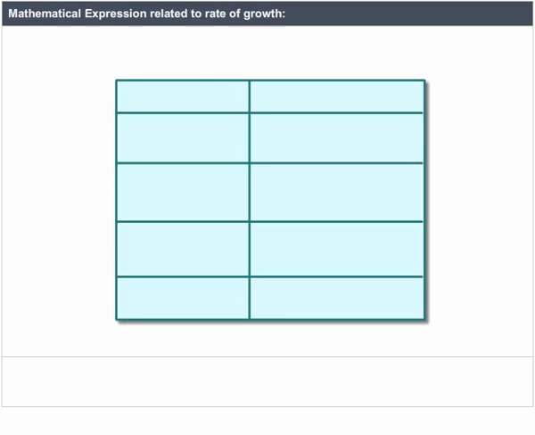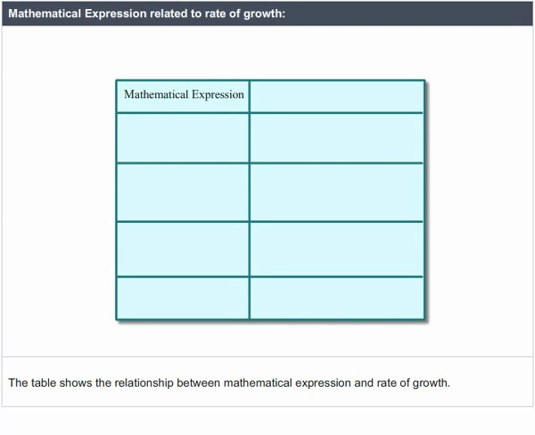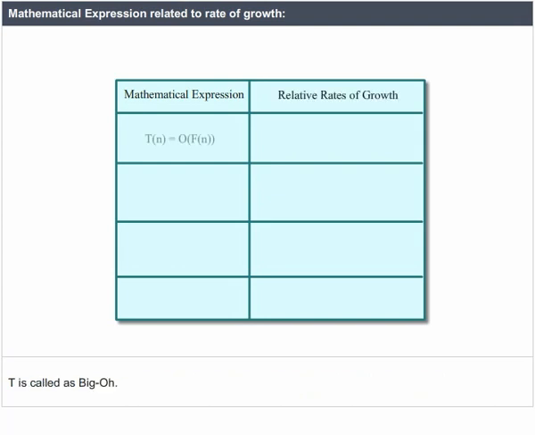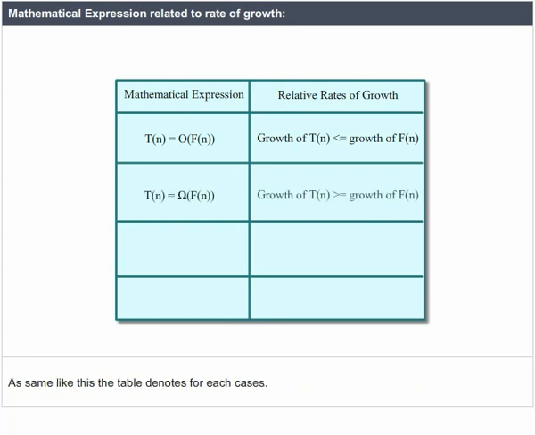Mathematical expression related to rate of growth. The table shows the relationship between mathematical expression and rate of growth. T is called big O. F is called the function. If T of n equals O of f of n, then the growth is equal. In the same way, the table denotes each case.